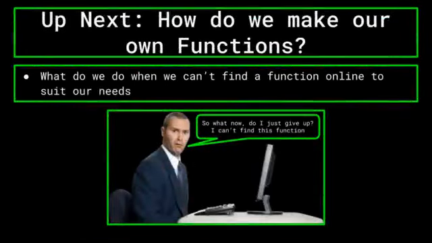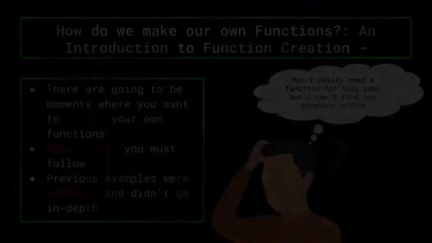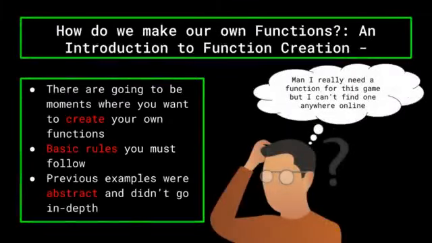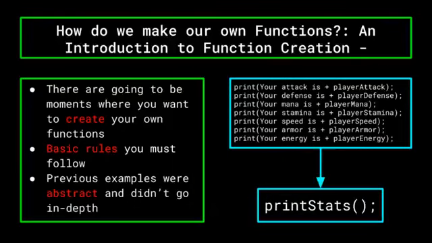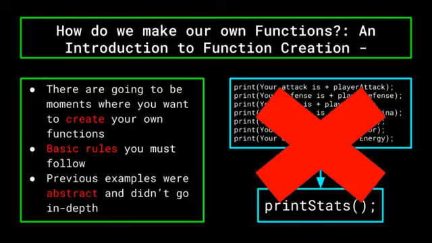So at this point, we've talked about both what functions are and how we can get some very useful functions by importing them through packages. But there are definitely going to be moments in your programming career where you're going to want to make your own functions because you want one to be made specifically to your program and code. Luckily, making your own functions is extremely simple. There are just some basic rules that I want to cover. Now, while we've previously used making functions as an example for other topics, such as the player stats function from a little bit ago, they were extremely abstract and didn't go into depth into what is needed for an actual function to operate.